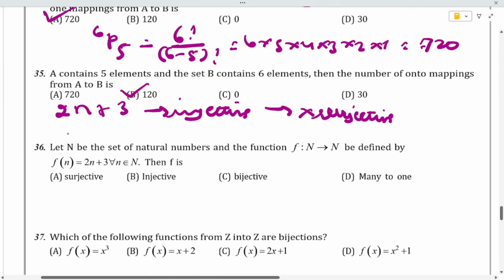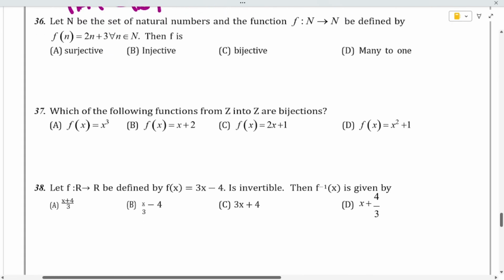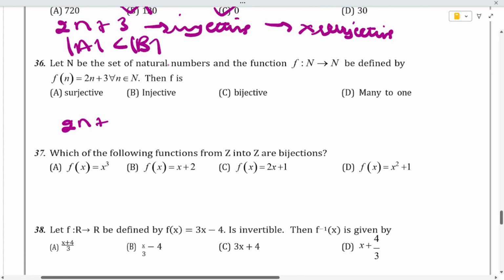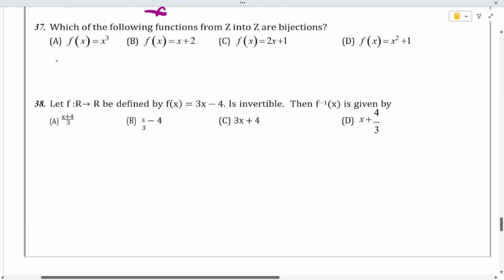When modulus of a is less than b, we say a is less than b, right? So we say it as onto. The answer is option C. Okay. Now for the 36th question, 2n plus 3 is called what? Injective, but not surjective. Injective, but not surjective.